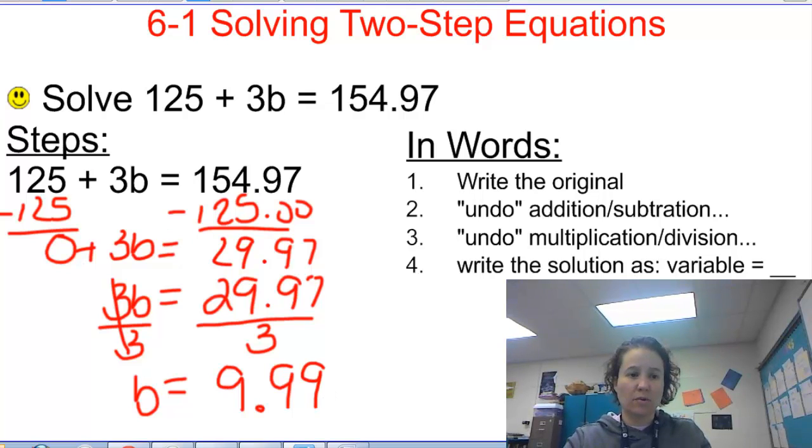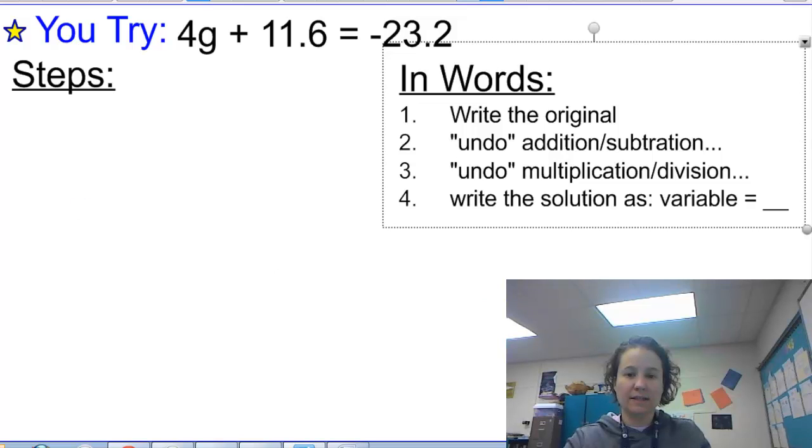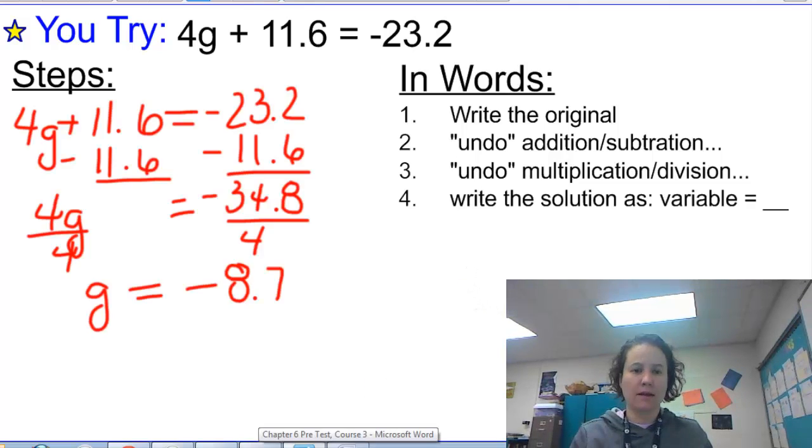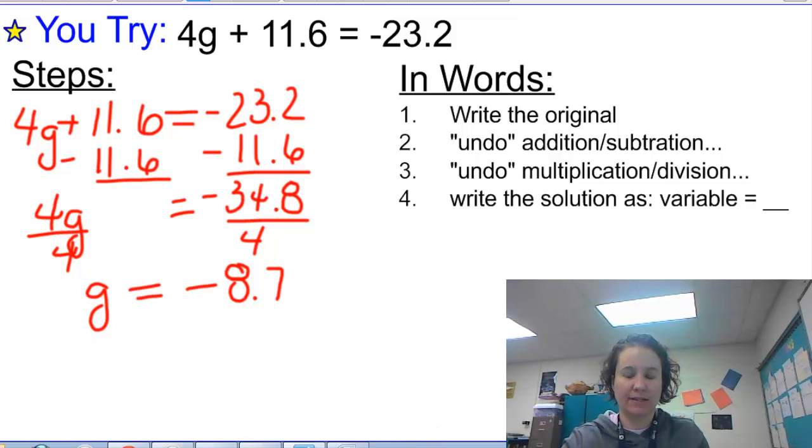Okay, so here is a second equation, a second two-step equation. Why don't you go ahead, pause the video, try to figure this equation out, and then when you are done, you can unpause it and see if you got the same thing that I did. All right, I went ahead and solved that, and I got g equals negative 8.7. So hopefully that's what you got too. If you didn't, you might want to check that you follow the correct integer operations.